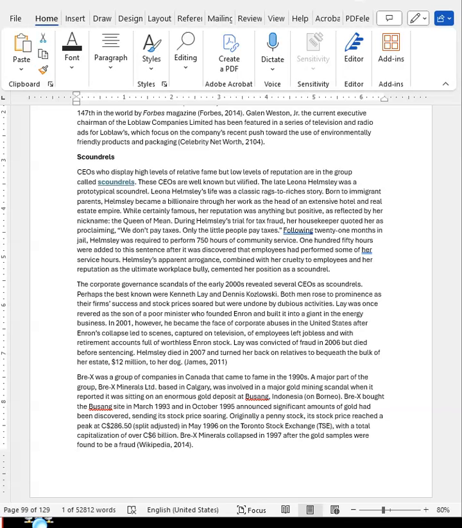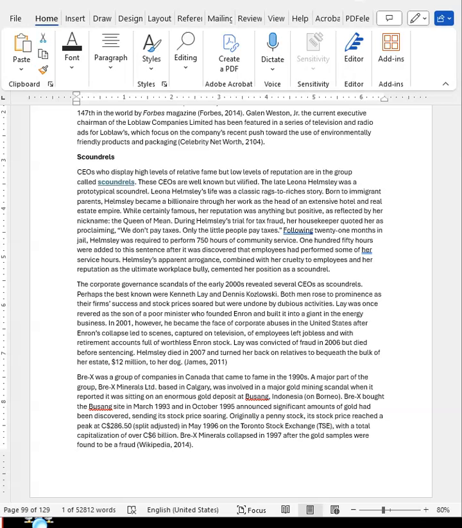Scoundrels. CEOs who display high levels of relative fame but low levels of reputation are in the group called scoundrels. These CEOs are well known but vilified. The late Leona Helmsley was a prototypical scoundrel. Leona Helmsley's life was a classic rags to riches story. Born to immigrant parents, Helmsley became a billionaire through her work as the head of an extensive hotel and real estate empire. While certainly famous, her reputation was anything but positive, as reflected by her nickname, the Queen of Mean.